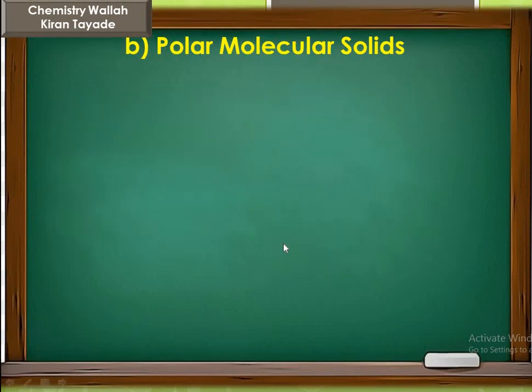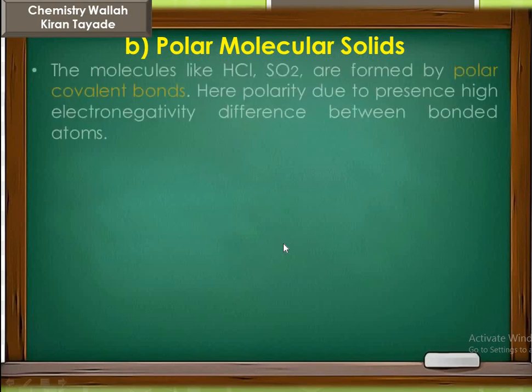The next type of molecular solids is polar molecular solids. The headline gives the idea about which molecule is present in this solid. A polar molecule is present, having a polarity, a negative pole and a positive pole.